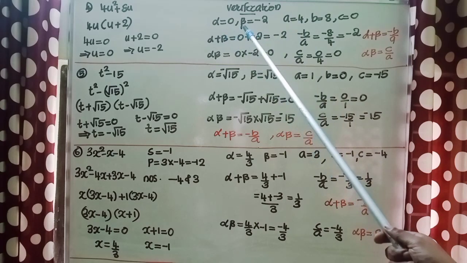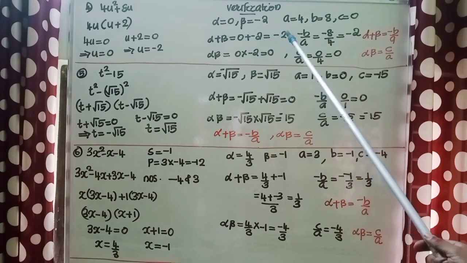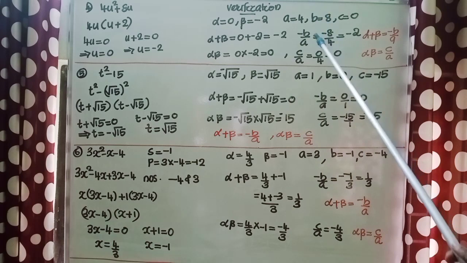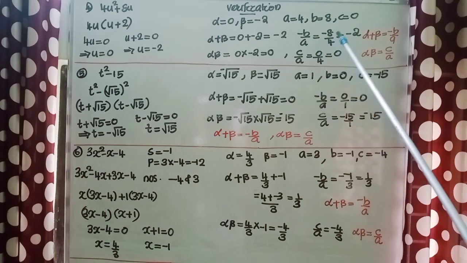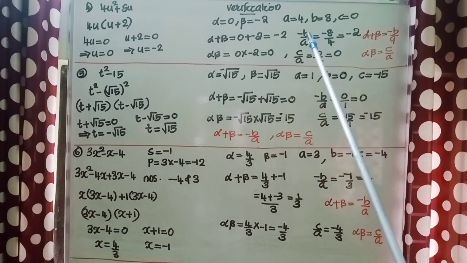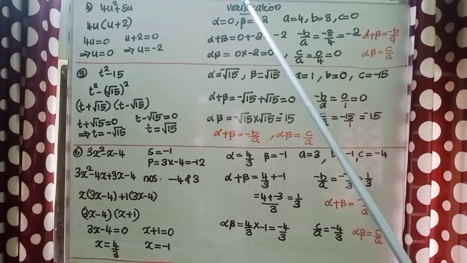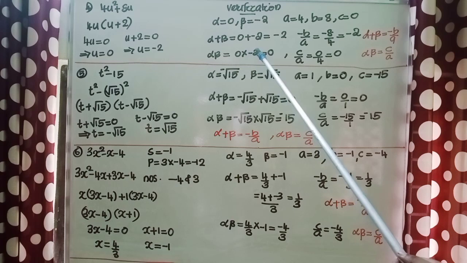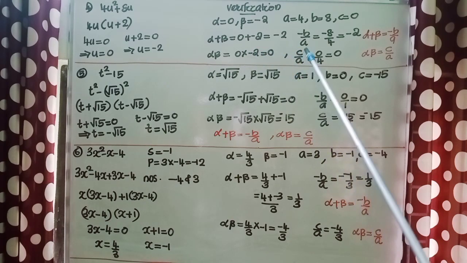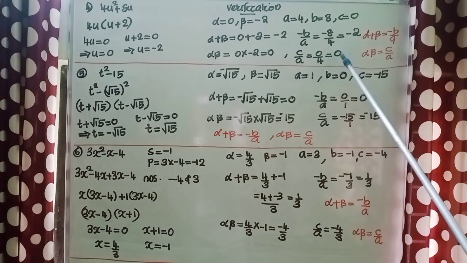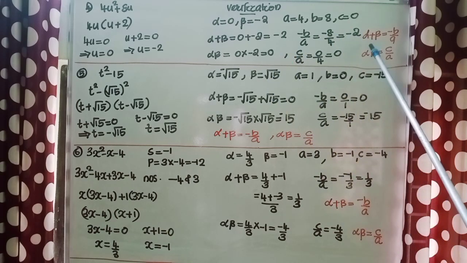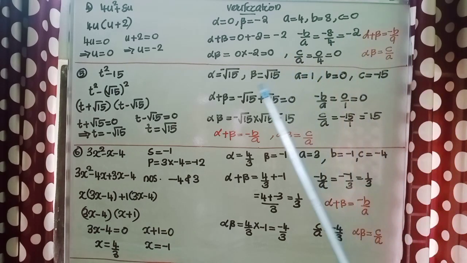Alpha plus beta equal to 0 plus minus 2, that is equal to minus 2. Minus b by a equal to minus 8 by 4, that is also equal to minus 2. So alpha plus beta equal to minus b by a. Alpha beta equal to 0 into minus 2, that is 0. C by a equal to 0 by 4, that is also 0. So we can conclude alpha beta equal to c by a.